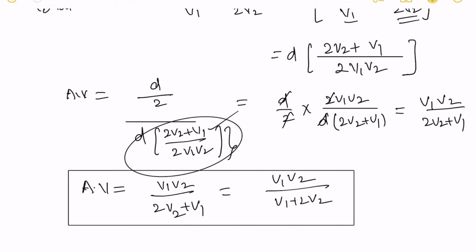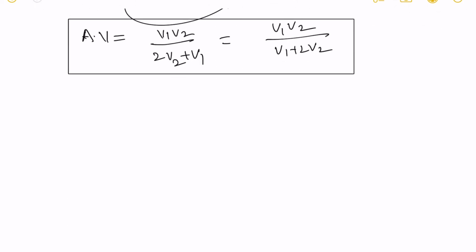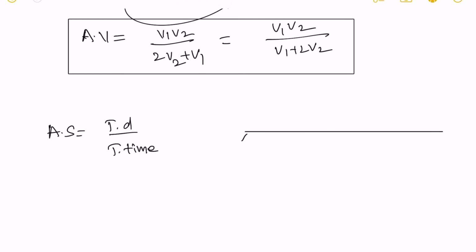Next, what is average speed? The average speed formula is total distance by total time. So what is the total distance? See here, the body is moving from A to B, so it covers a distance d and returns back in the same direction, in the same line, and covers half. So this is d by 2.